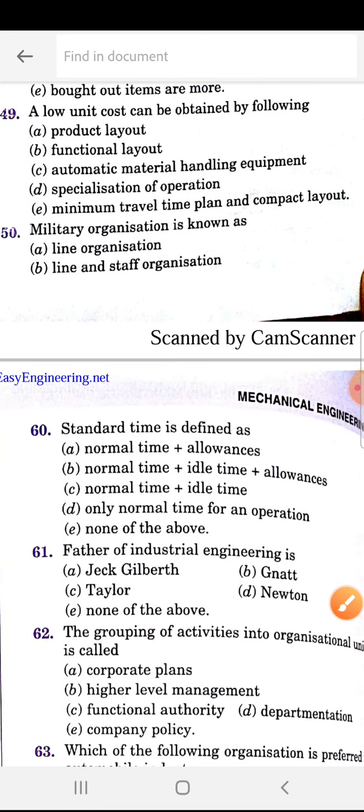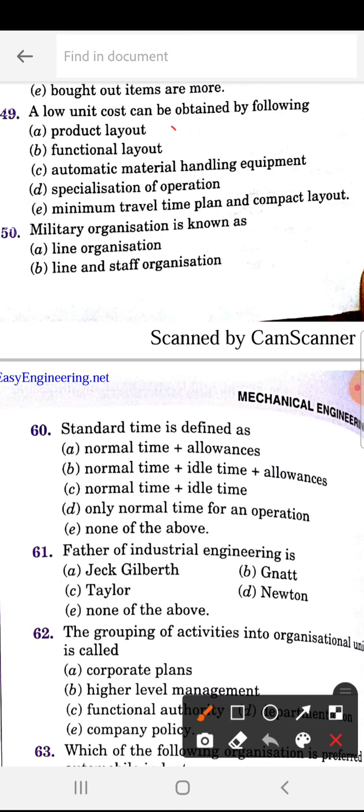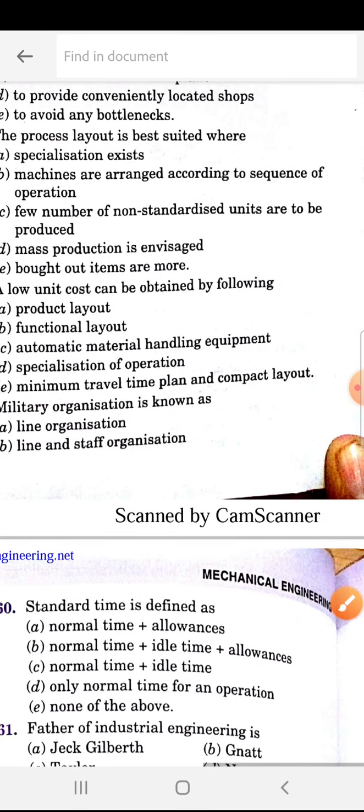Low unit cost can be obtained by following the product layout. Product layout means we manufacture a particular product, and low cost can be obtained by product layout. Military organization is known as, already we discussed yesterday, line organization. Okay. Next, 51.